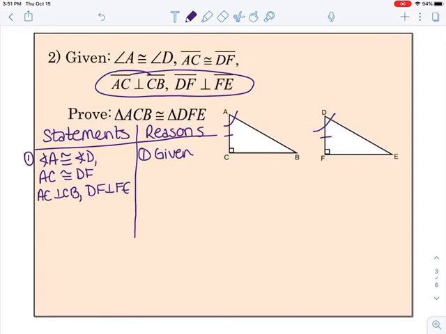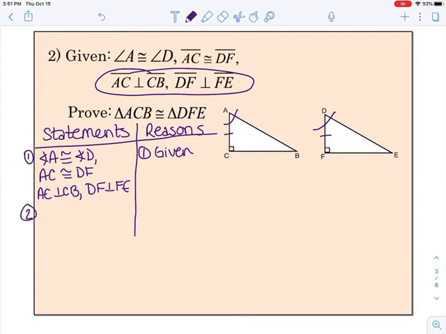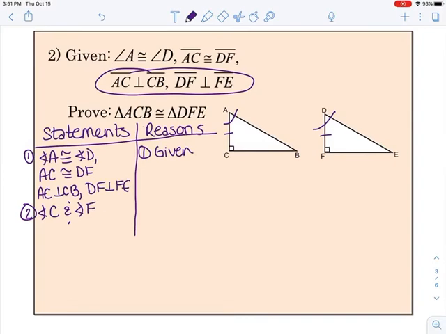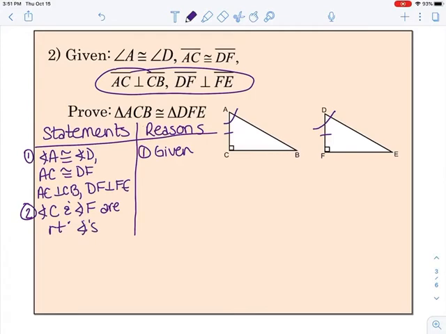Okay, so I have AC is perpendicular to CB and DF is perpendicular to FE. Perpendicular lines intersect to form right angles. And in the end, I know that all right angles are congruent. So I just can't leave anything to your imagination. So the first thing I'm going to say is that I have my right angles, and then I'm going to tell you that my right angles are going to be congruent. So for 2, I'm going to have angle C and angle F are right angles. And again, the reason for that is because of definition of perpendicular lines.